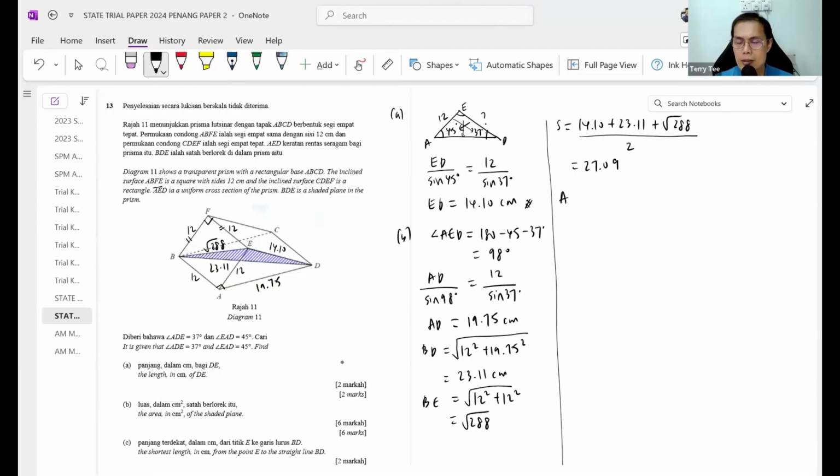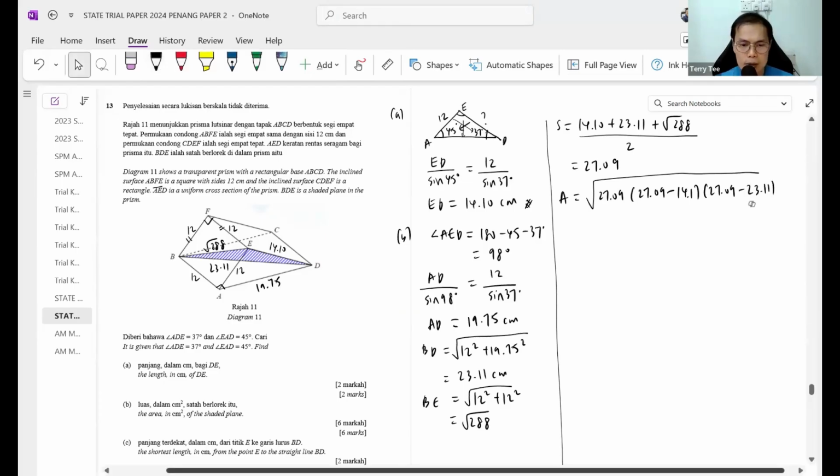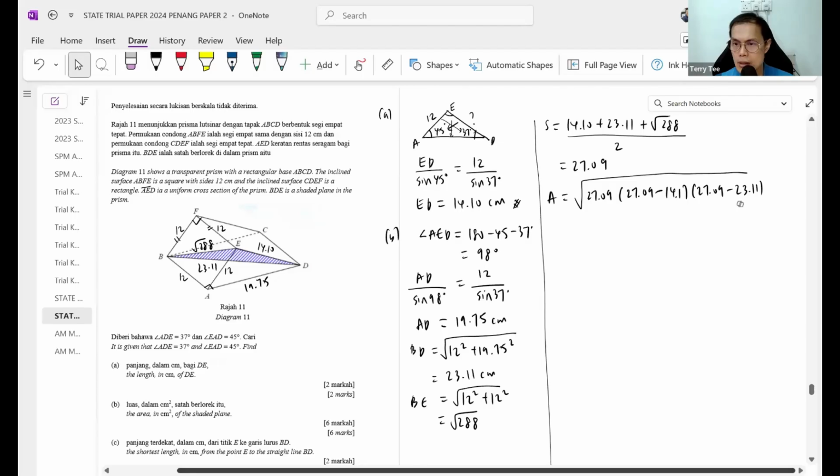Then your formula for Heron's law, remember, is we start with S, 27.09. Then we take the difference: 27.09 minus the first 14.1, then 27.09 minus 23.11, and 27.09 minus square root 288. I need more space, so let me move this a bit to the right.